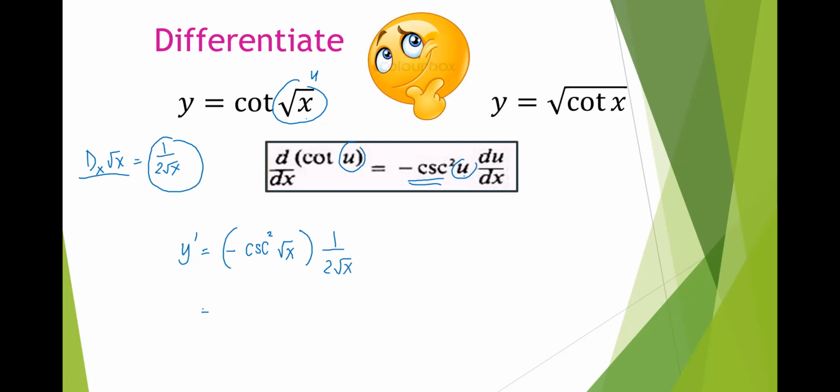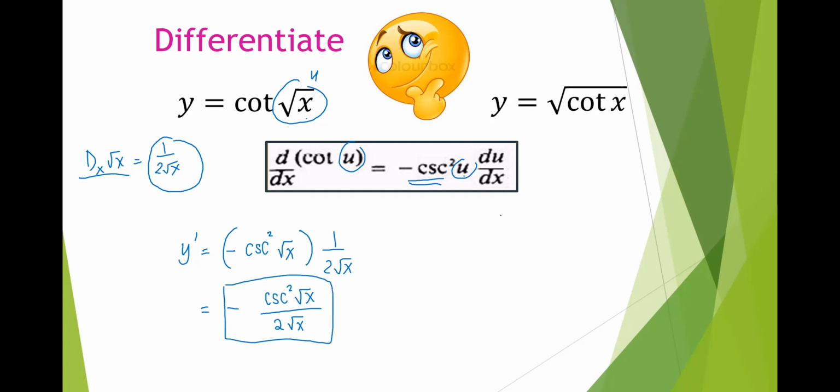Okay, another way of writing this will be negative of cosecant squared square root of x over 2 square root of x. Again, you cannot cancel. We cannot cancel the square root of x. This is our final answer for this one.